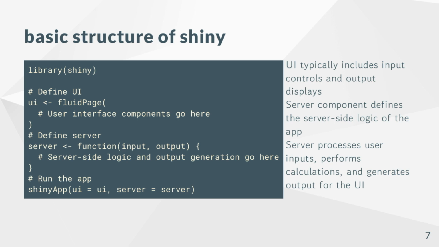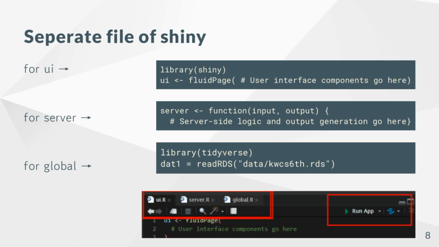In the server function, you typically define reactive expressions and use Shiny's reactive programming features to create dynamic behavior in the app. You can separate the UI, server, and global code into separate files in a Shiny app. This can make your code easier to organize and maintain, especially for larger apps. Here's an example of how you can structure your code into separate files.